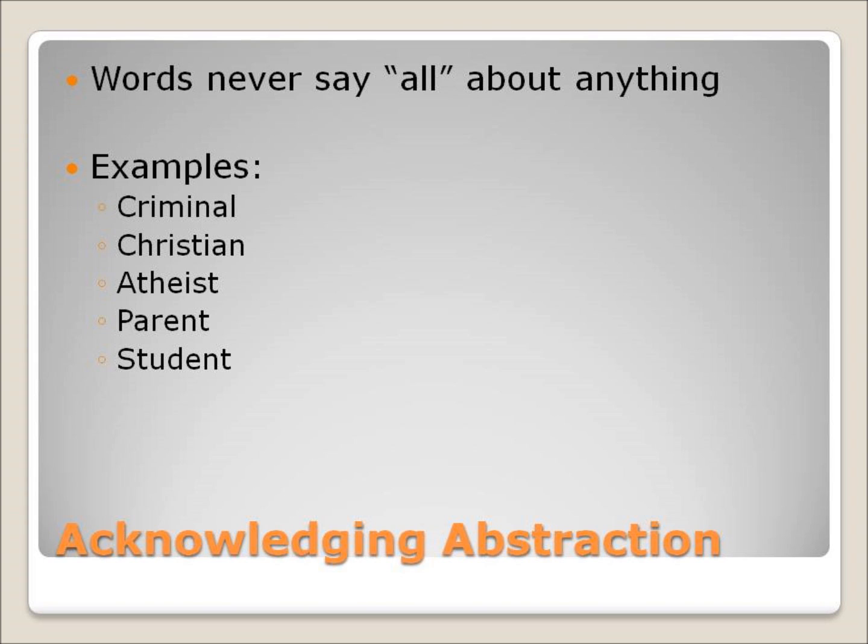For example, if I talk about someone as a criminal, I am abstracting that quality of the person and ignoring that they are also a daughter and all their behavior that isn't criminal. Similarly, the words Christian, atheist, parent, and student focus on or abstract only certain qualities of an individual. None of these labels say all there is to say about a person.